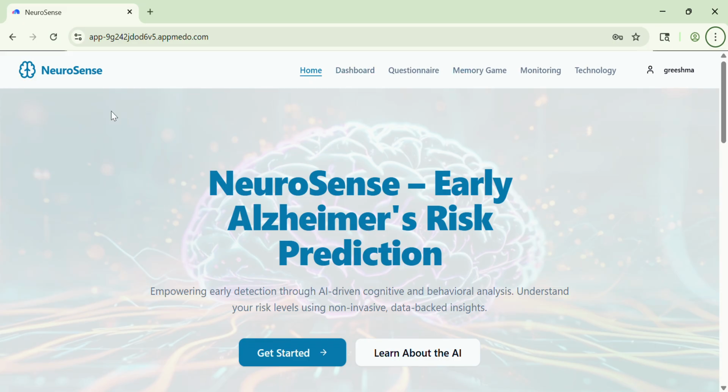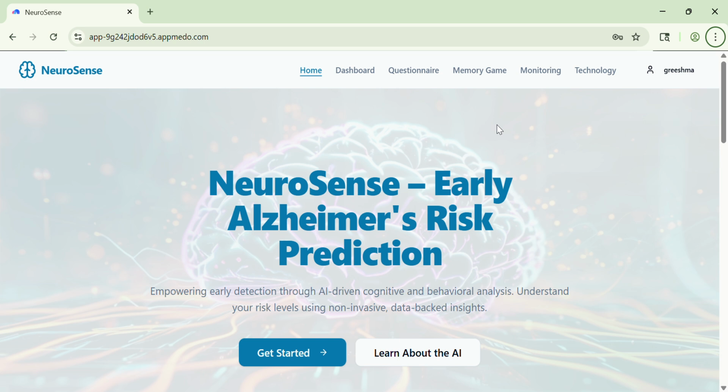This is the home page of our website. Here we have home, dashboard, questionnaire, memory game, monitoring, and technology. From here, the user can understand the purpose of the platform and start the assessment process. This website is designed in a simple and user friendly way so that anyone can use it easily.